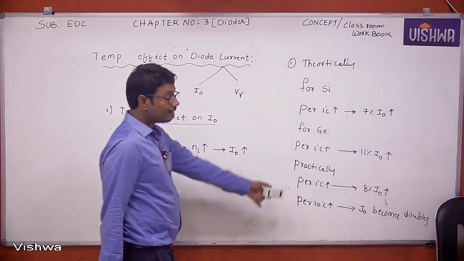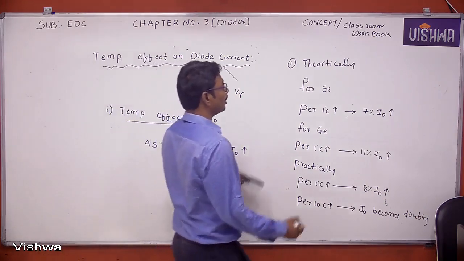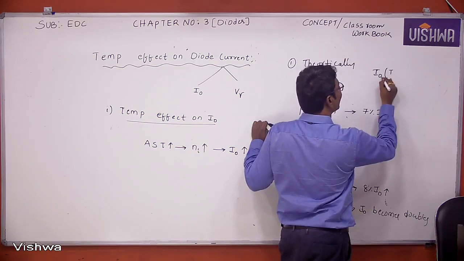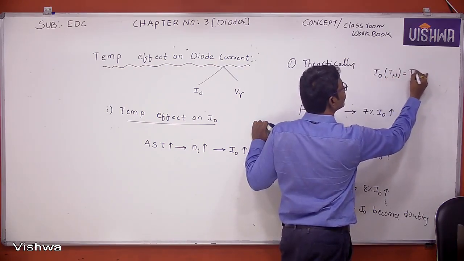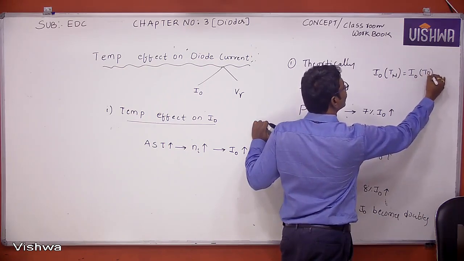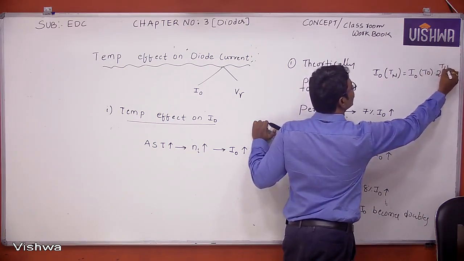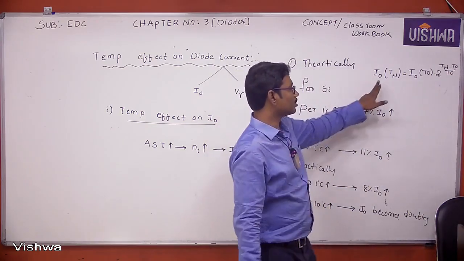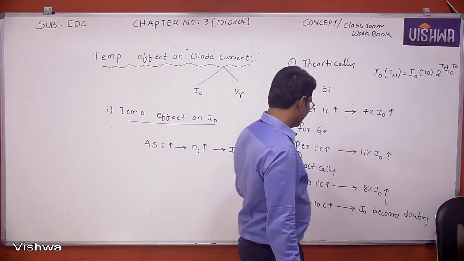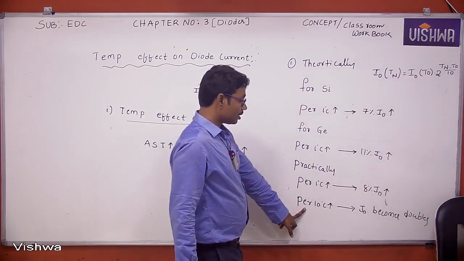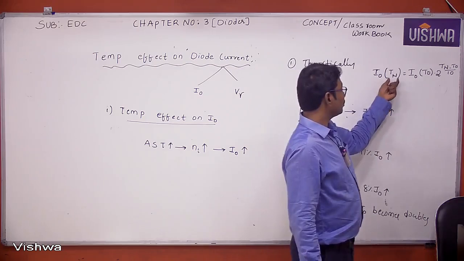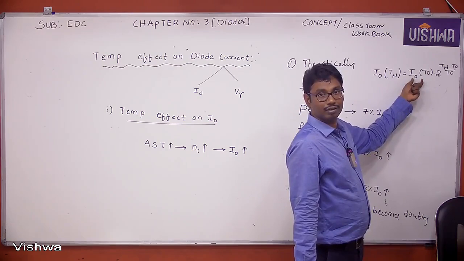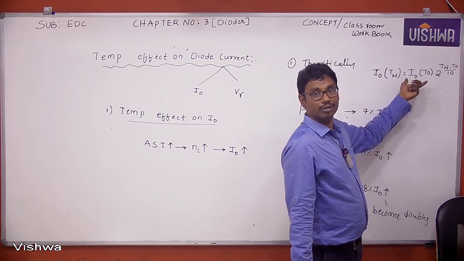Next, I will define reverse saturation current at any temperature. It is I naught of Tn equal to I naught of T naught into 2 power (Tn minus T naught) by 10. This equation gives the reverse saturation current at the new temperature. Per 10 degrees, it doubles: if you substitute Tn minus T naught as 10, you get 2 times I naught of T naught.